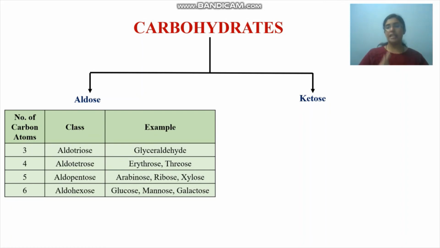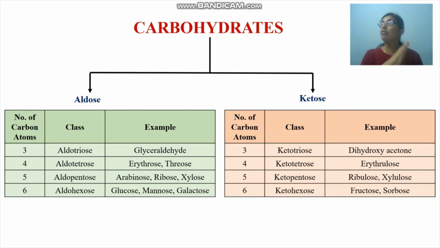Now the same classification can be given to the ketose group also. 3, 4, 5, 6 carbon atoms will give rise to ketotriose, ketotetrose, ketopentose and ketohexose respectively. And examples include dihydroxyacetone, erythrulose, ribulose, cellulose, fructose and sorbose respectively. These are some of the examples, and this is the classification based on the functional group that is present and also based on the number of carbon atoms present in the carbohydrate chain.